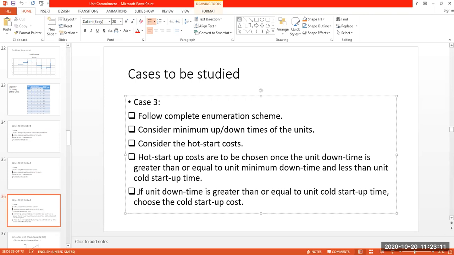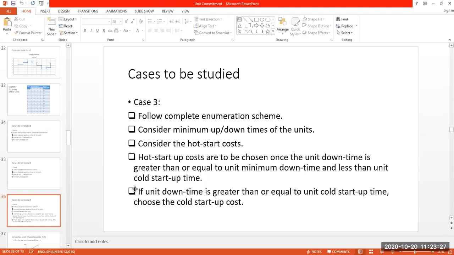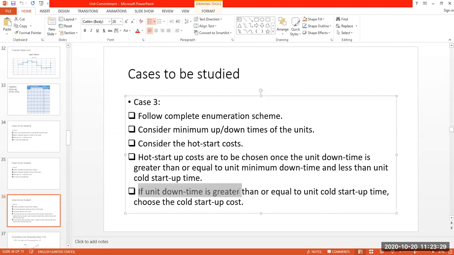On the other hand, if the unit downtime, that means the time duration for which the unit has been down, is greater than or equal to the unit cold startup time, then you go for the cold startup cost. That means sufficient time has elapsed for your unit to cool. So once your unit has cooled down, you can choose the cold startup cost.